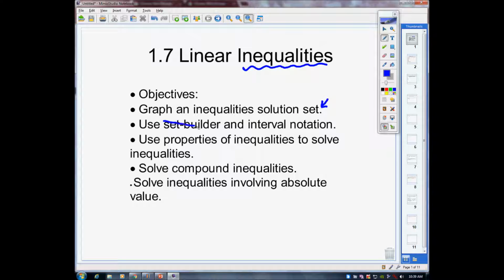Using set builder, not so much. We're actually just going to focus on interval notation. I feel like it's the easiest to understand and the most widely used in the math areas that I have been involved in. We're also going to use properties of inequalities to solve inequalities, a lot like solving an equation. We're going to solve compound inequalities, and we're going to solve inequalities involving absolute value. I think that's what we're going to do tonight to this point. This will be our video, and then we'll come back and finish the set of notes here later.